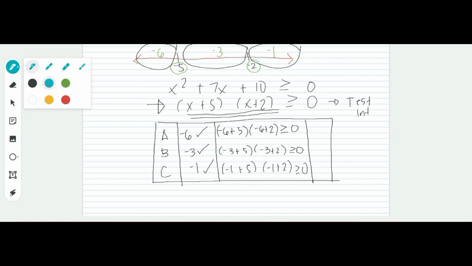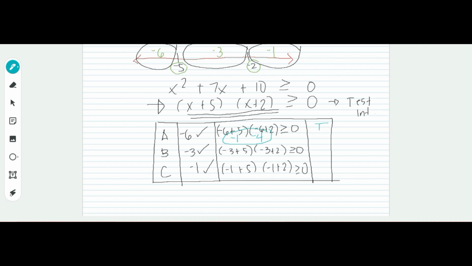So, negative 6 plus 5, that's negative 1. And then, negative 6 plus 2, that's actually negative 4. And when we compute negative times negative, hindi ba positive yon? So, any number that's positive is greater than 0. So, ibig sabihin, that's true. Okay, so yung answer natin dito, which is positive 4, is greater than 0.